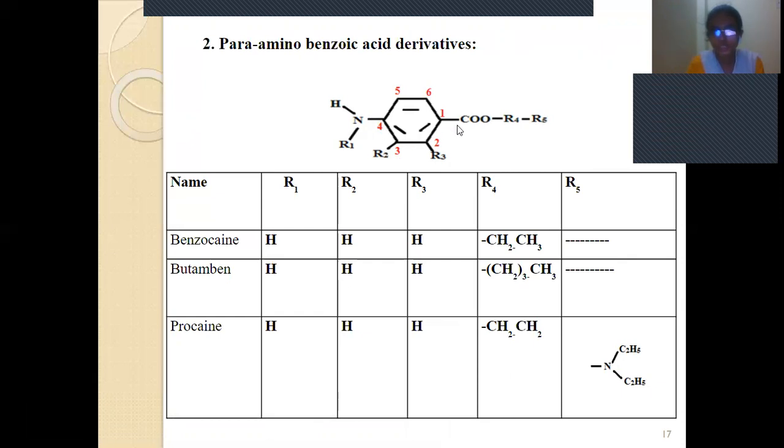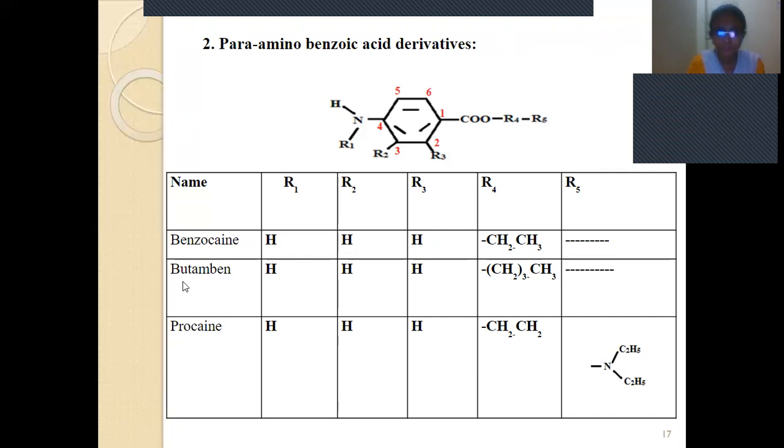For the benzoate structure there are R1, R2, R3, R4 and R5. See here R1, R2, R3, R4 and R5. So if we replace with the different atoms, we will get the different drugs. So first one is benzocaine. In R1, hydrogen, R2, R3, the hydrogen atoms are there. In R4, methyl group is attached.